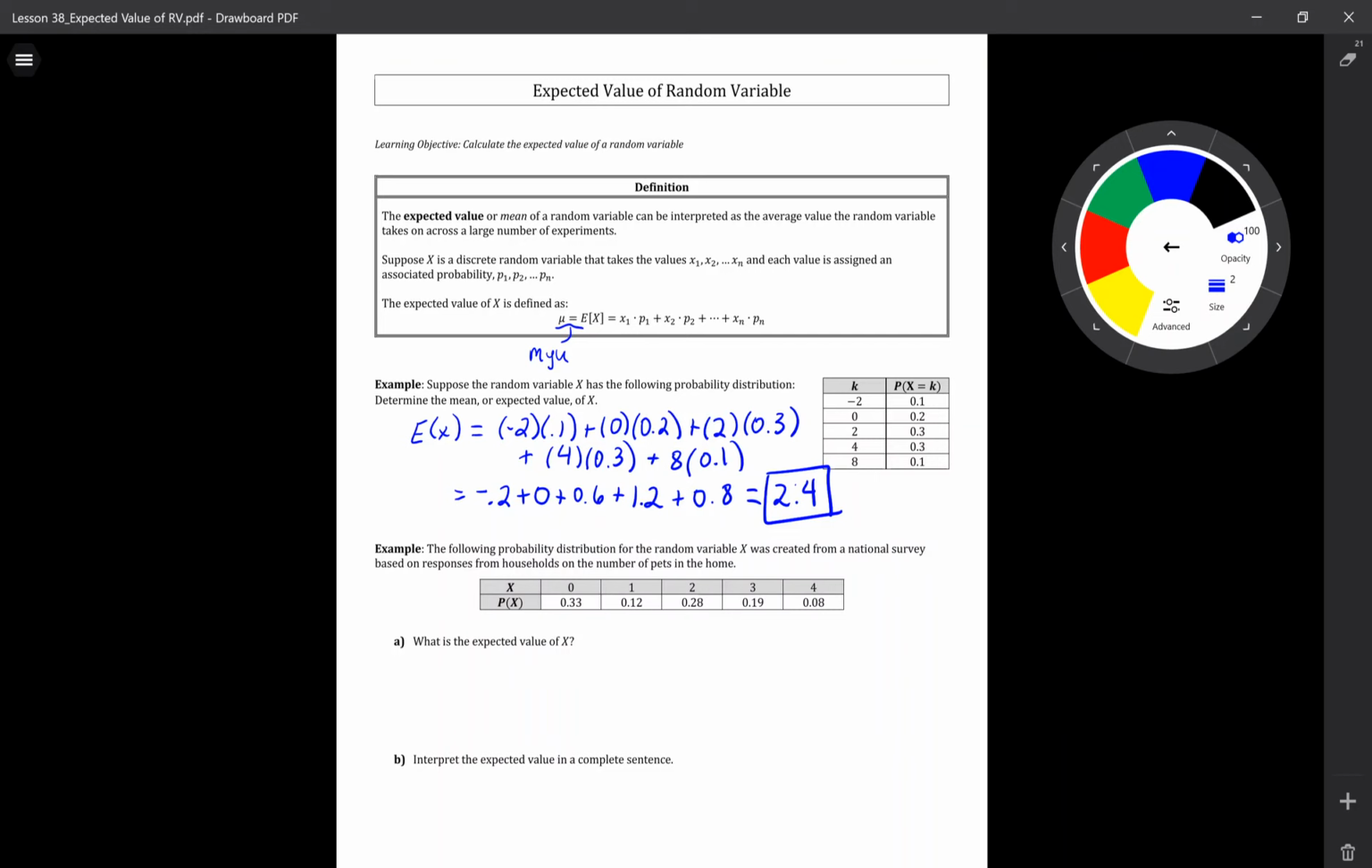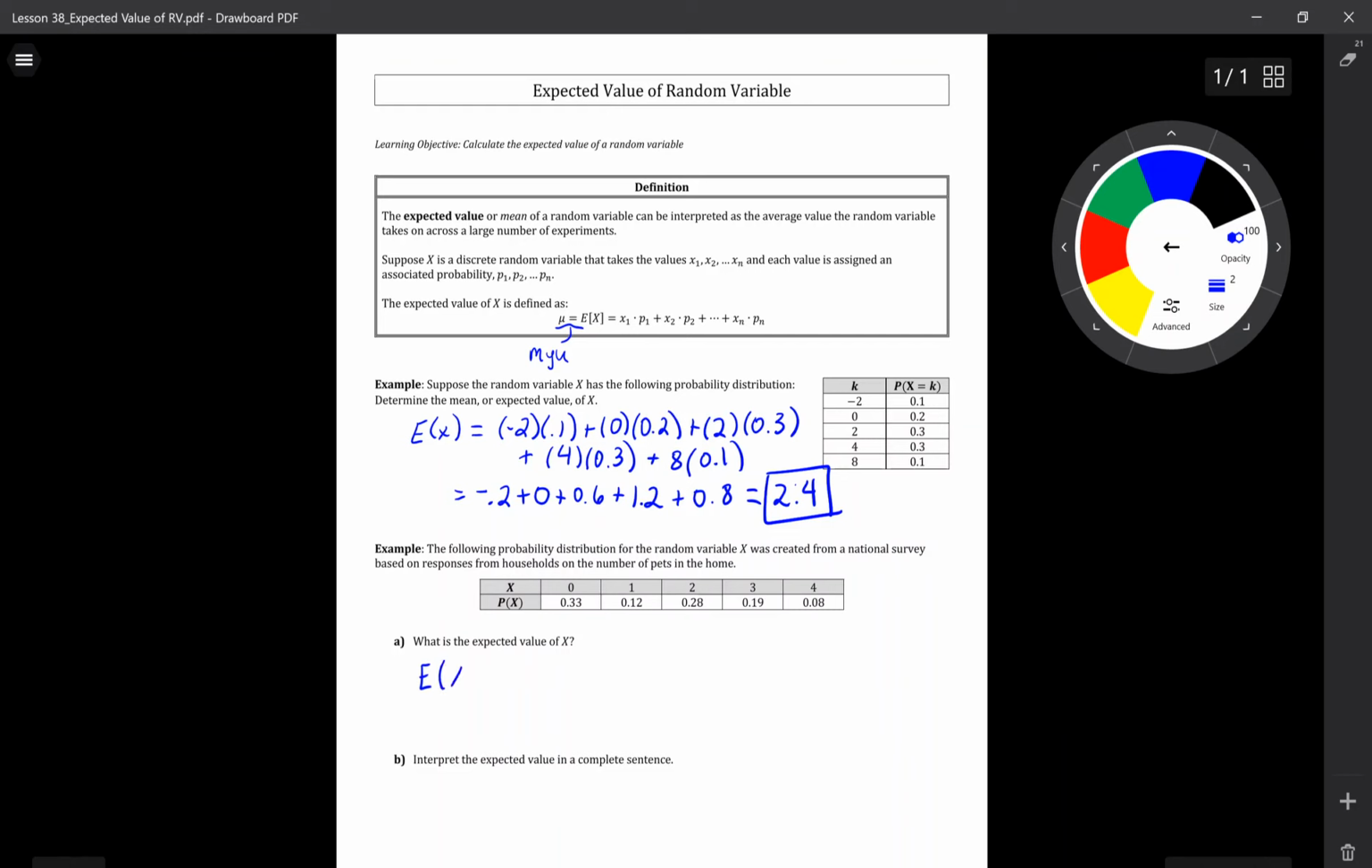All right, so let's do another example. This one is the pet example. The following probability distribution for the random variable x was created from a national survey based on the responses from households on the number of pets in the house. To find the expected value of this, I take each of the x values and multiply it by their respective probability and then add them together.